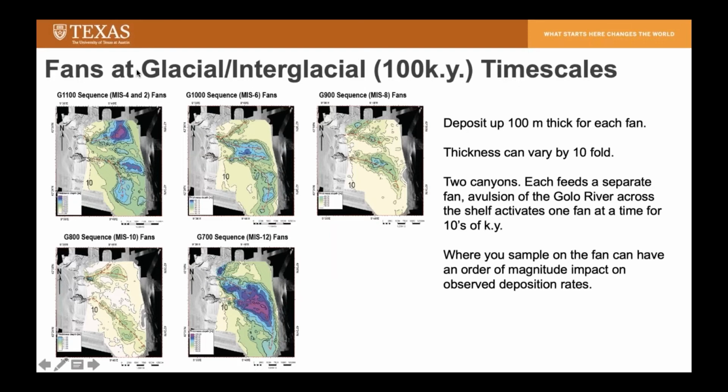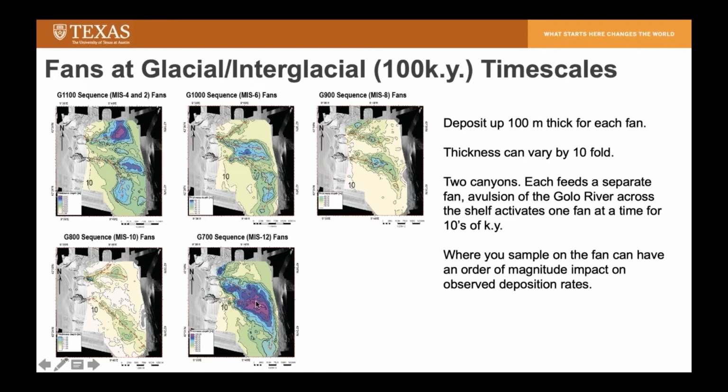So it's this glacial, interglacial time scale of 100,000 years roughly. We see deposits up to 100 meters thick on each fan, but they can vary by tenfold. So you can see these purples here, like 100 meters, and the margins of the fan may be 10 meters or tens of meters. There are 2 submarine canyons, each feeds a separate fan. We think that avulsion of the Golo River across the shelf activated one or another of these canyons during a period of low sea level, and that each of these fans, and you can see scale here in kilometers, was active for periods of tens of thousands of years.